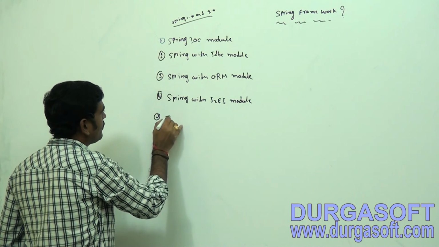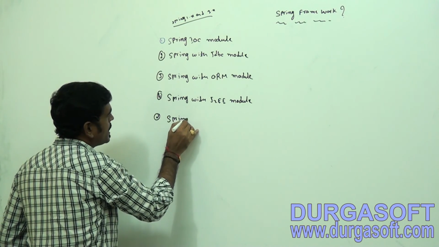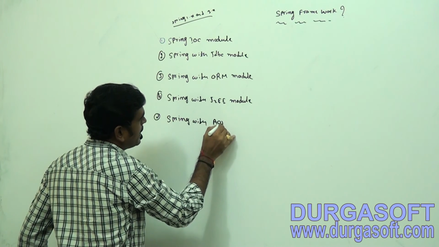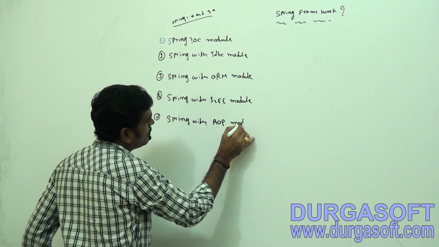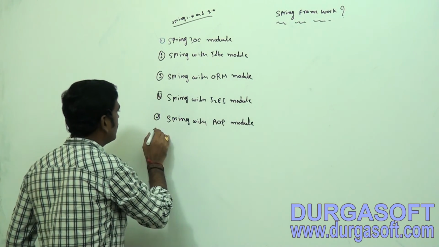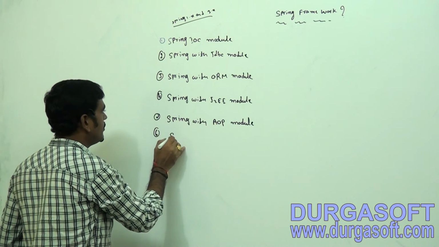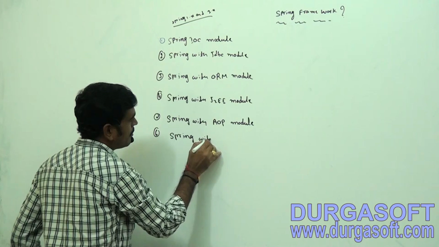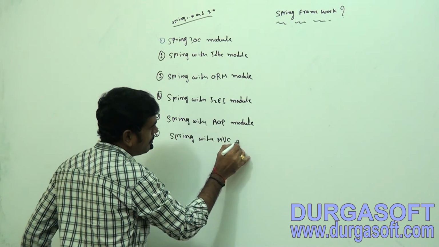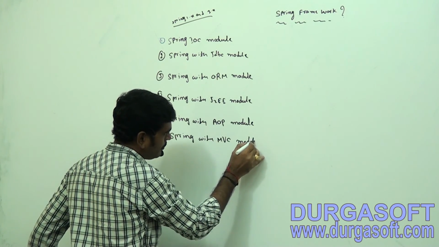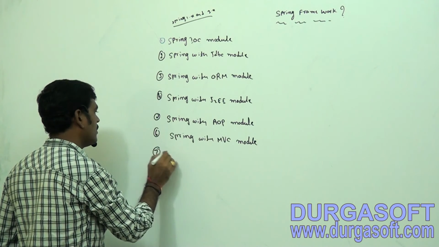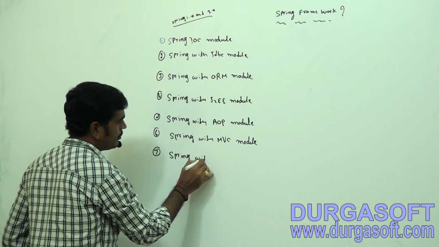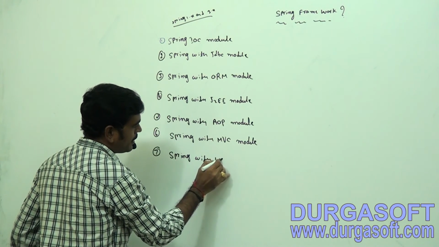Number 5, Spring with AOP, Aspect Oriented Programming. Number 6, Spring with MVC. Number 7, Spring with WebMVC.